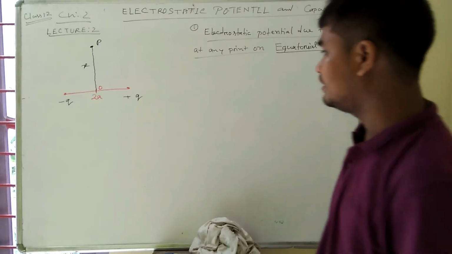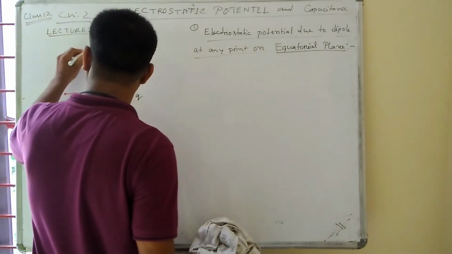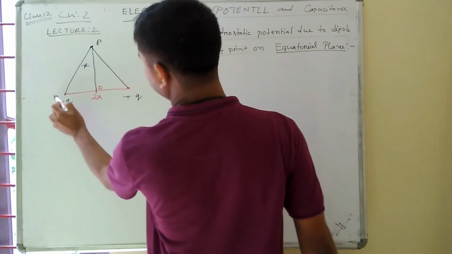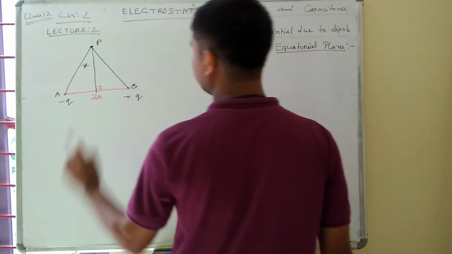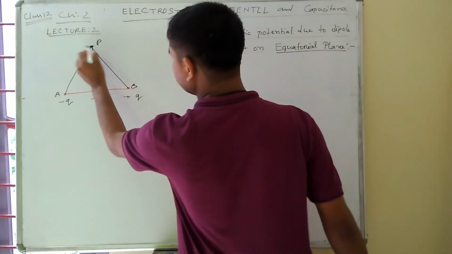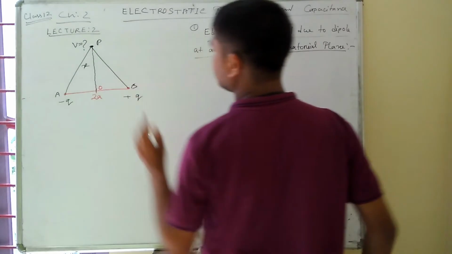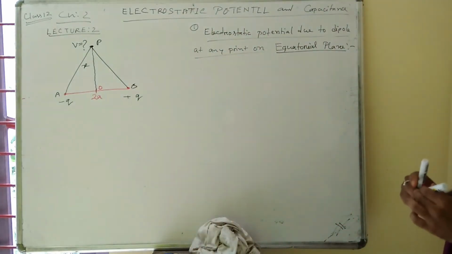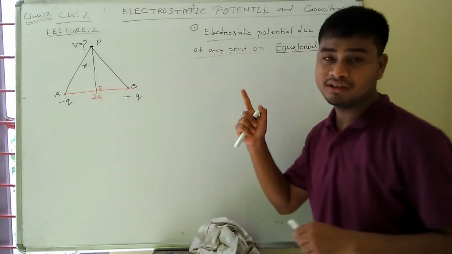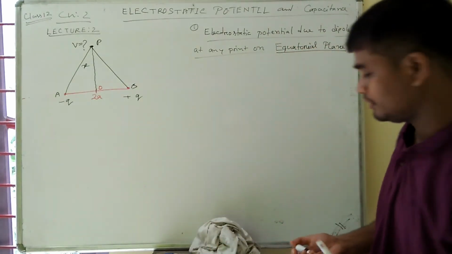Clear? And this is point A, this is point B. We have to find the electrostatic potential at point P due to this dipole. P is on the equatorial plane. Okay, so write down.